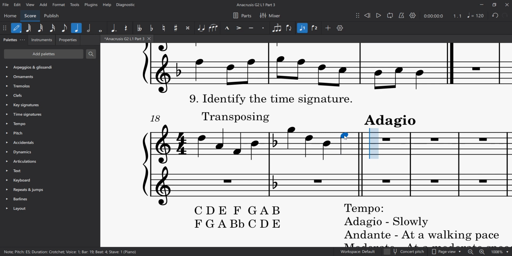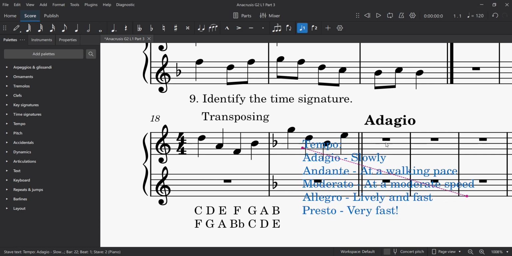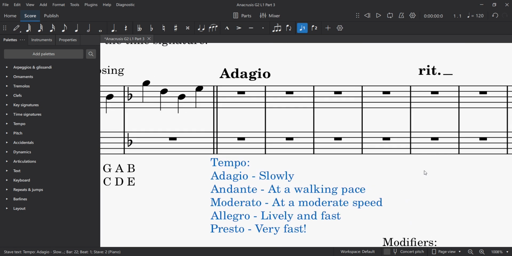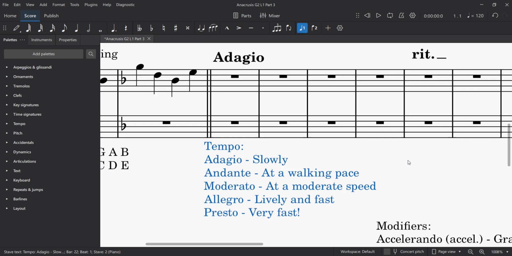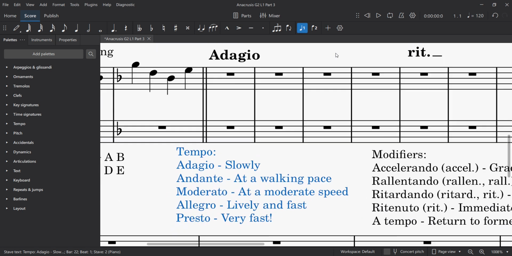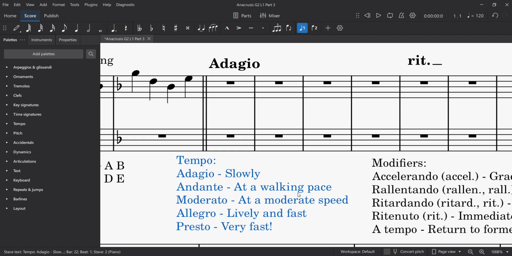For the last part, here's some revision on some common musical terminology. We have the tempo markings here. Adagio, which is slowly, andante, at a walking pace, moderato, at a moderate speed, allegro, lively and fast, and presto, which is very fast. Now, this would be seen on a score like so. It is above, usually, the first bar of the section, and it is in bold.